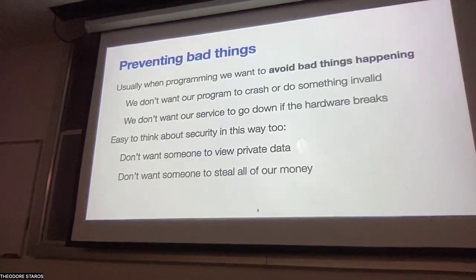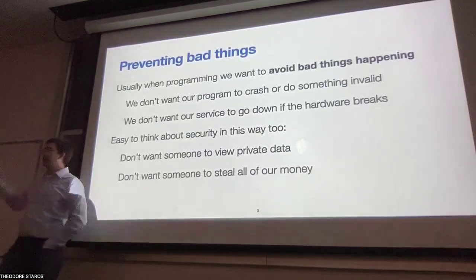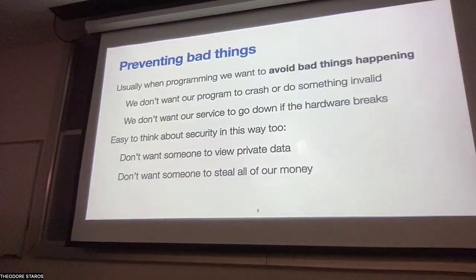Usually when we're programming, we think there are mistakes that we might make, and we should avoid making them, and then we need to find them and fix them when we do. So you have a typo, and it might cause you to access the wrong field of some object, and that might cause something to crash. We don't want our program to crash, obviously, and we don't want our service to go down if something bad happens. This is a kind of correctness property.